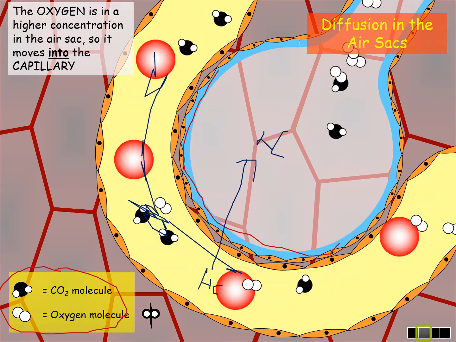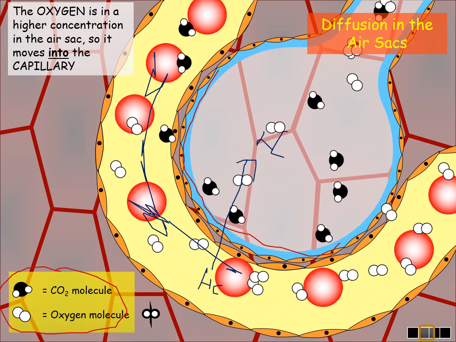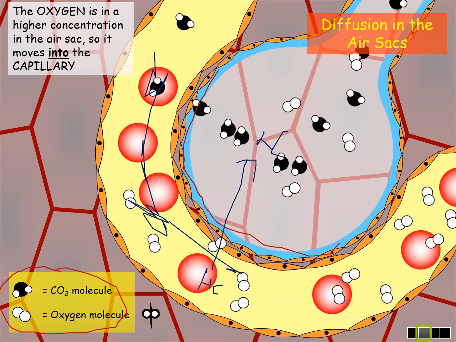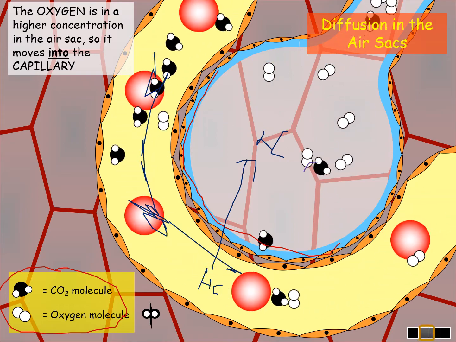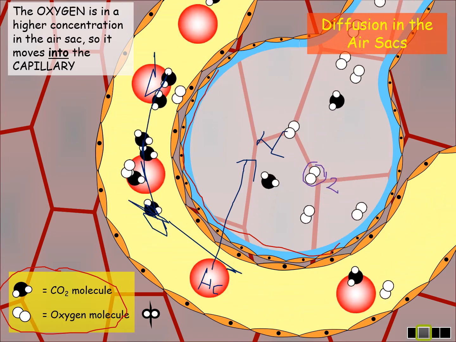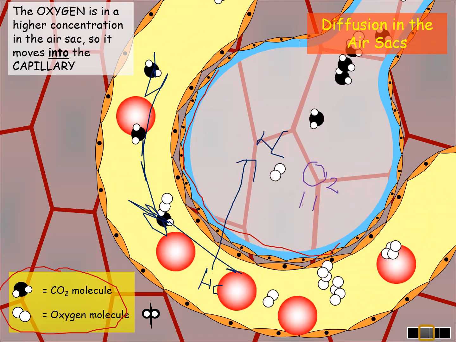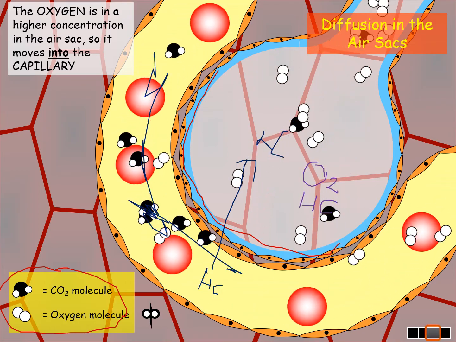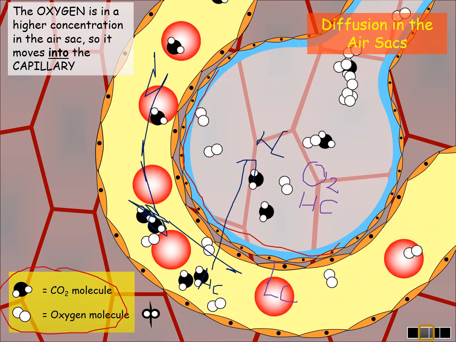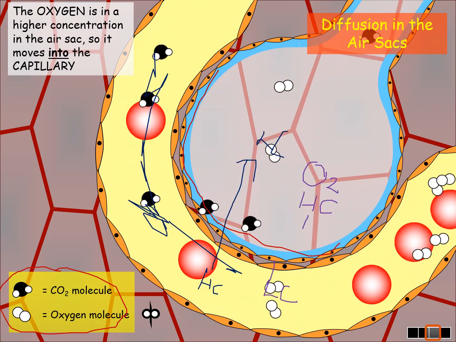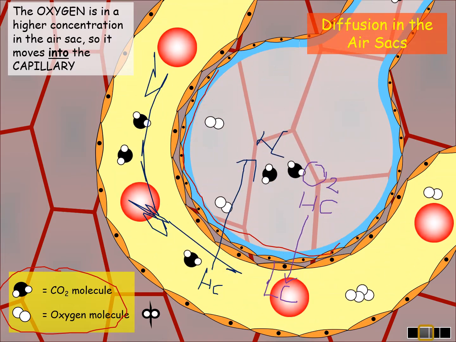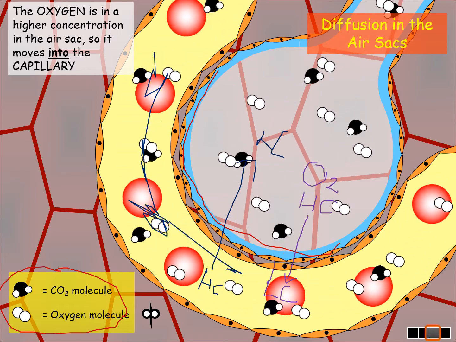The oxygen is different, so it's the reverse. So let's put that in purple. So the oxygen is in a higher concentration in the alveoli or the air sac. So your oxygen is here. So it's got high concentration because it's just coming from the air. And your low concentration is going to be in the capillary. So it's going to move from the high concentration in the alveoli to the low concentration in the capillary and the red blood cells. And then the red blood cells can then transport it to the tissues.